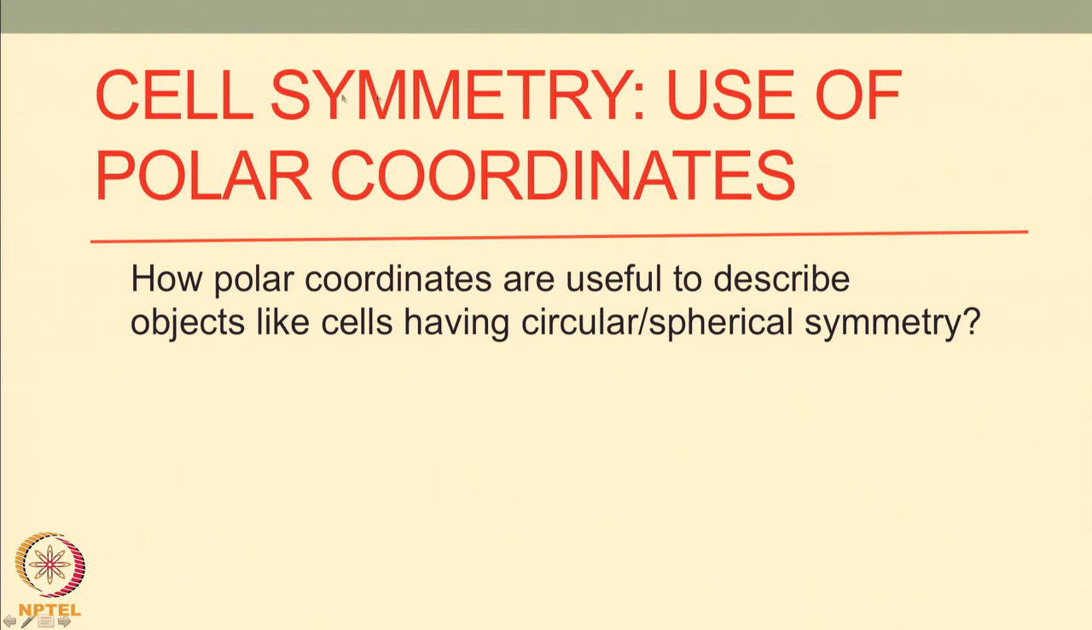Cells have a specific symmetry. So, because of that we can use something called polar coordinates. So, cell symmetry, use of polar coordinates, and we will explain what this means and how polar coordinates are useful to describe objects like cells, these biological cells, having circular or spherical symmetry. So, this is the question that we will try and answer in this lecture.